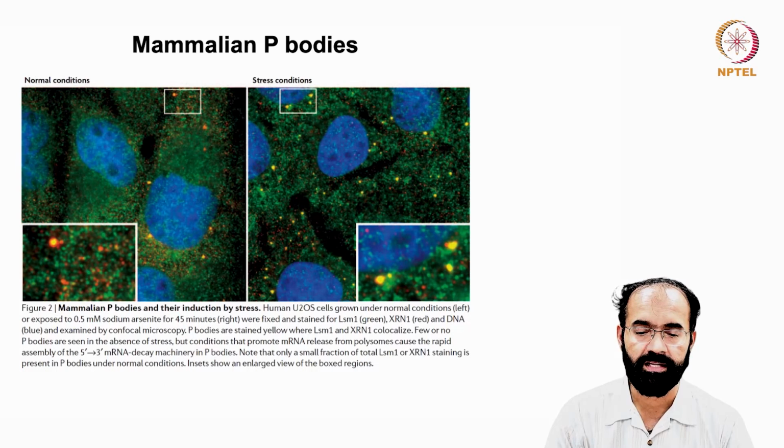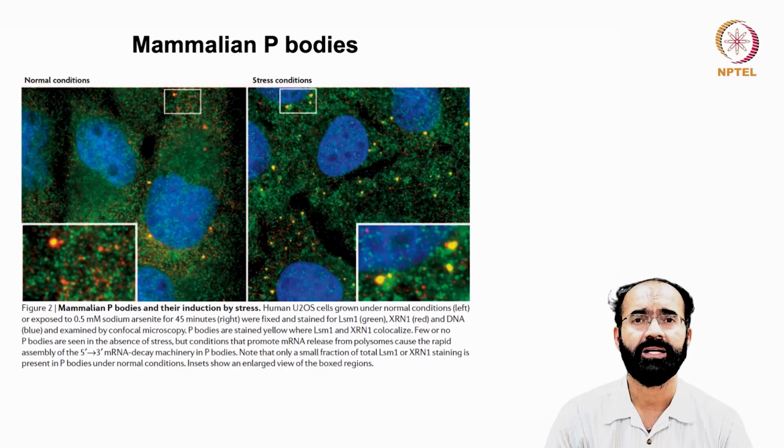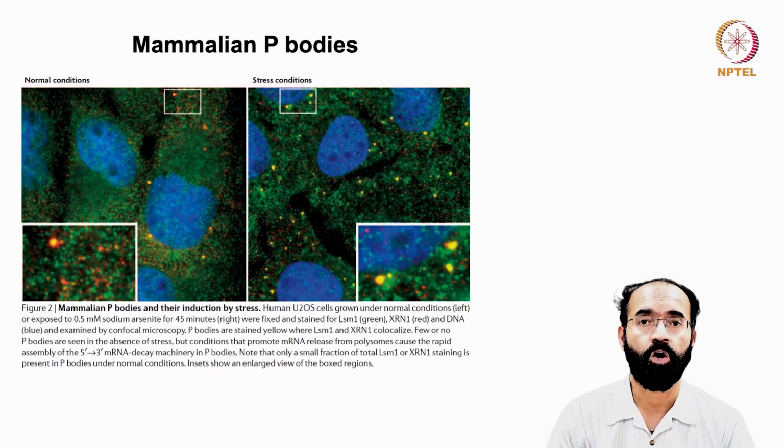So that is what is shown here: even in normal condition, very few cells are having yellow. Like you can see here, one yellow here, but that is okay. That is the normal degradation, because even a normal cell needs to have RNA degradation, right?